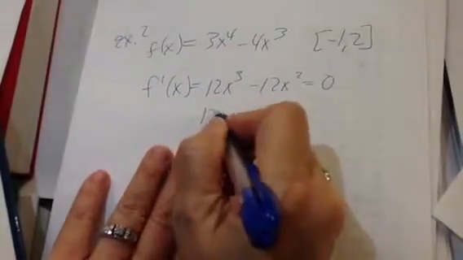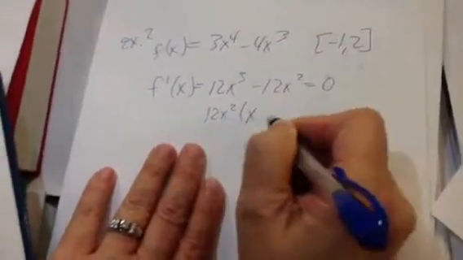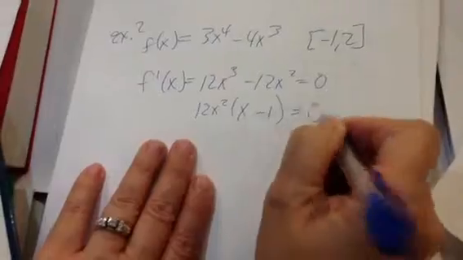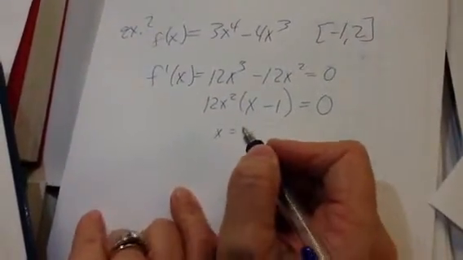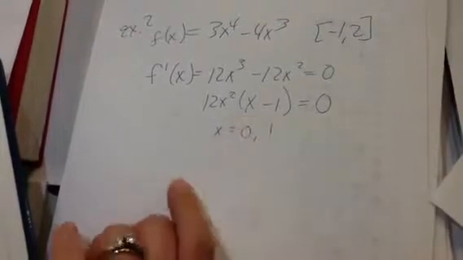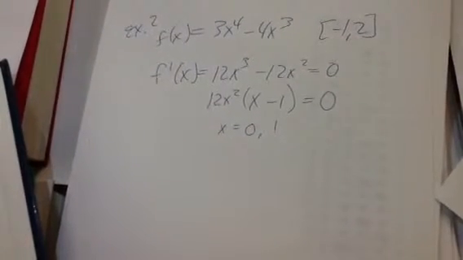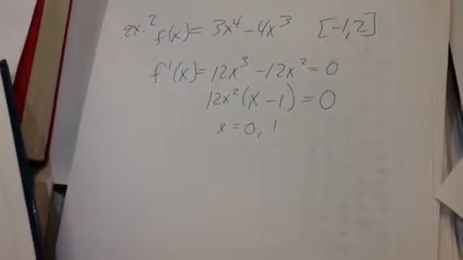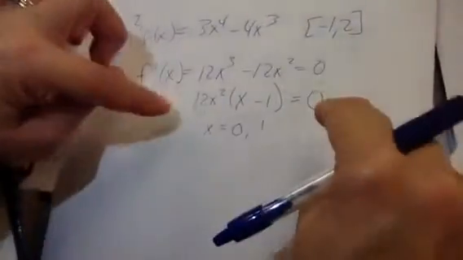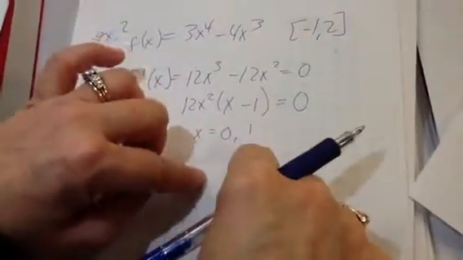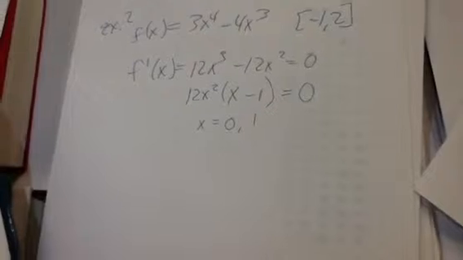Factor, factor, factor. So what are my critical numbers? 0 and 1. The critical numbers right now that I found on the derivative are 0 and 1. But Derek, you're correct. The critical numbers are -1, 0, 1, and 2.